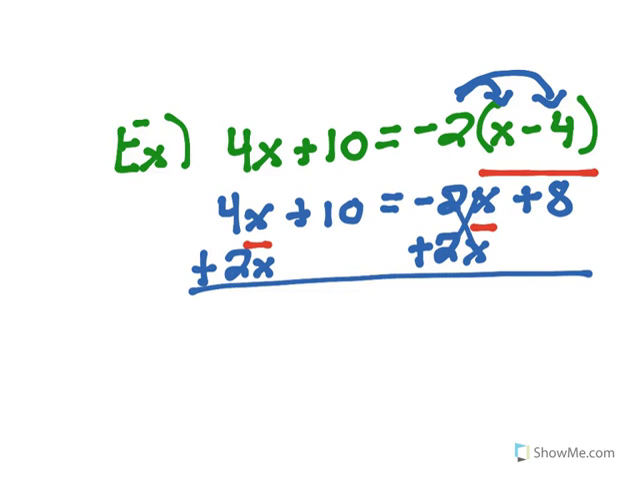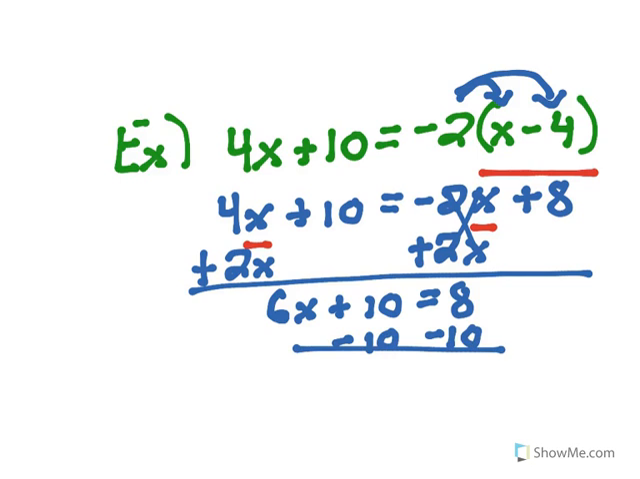So these will go away. 4x plus 2x is 6x plus 10 is equal to 8. And then we now have a two-step equation. I'm going to subtract 10 on both sides. I get 6x equals negative 2. And to finish off, I'm going to divide by 6.